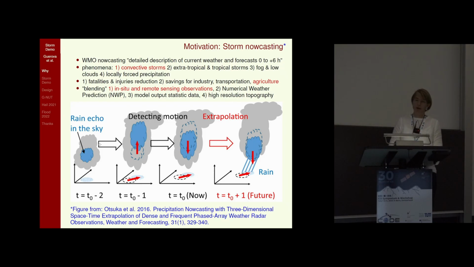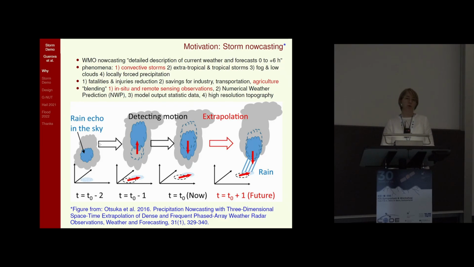So here I'm using storm nowcasting, and I think it's really important that I define this. The World Meteorological Organization defines nowcasting as detailed description of current weather and forecast 0 to 6 hours ahead. So here we are talking really about very short range forecasting. The phenomena which are of interest are, of course, a large number, but in this talk I will concentrate on convective storms, and of course, precipitation is often associated with those convective storms.